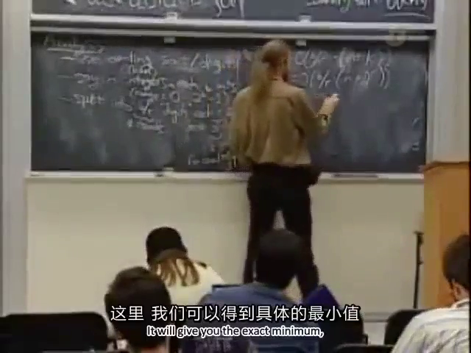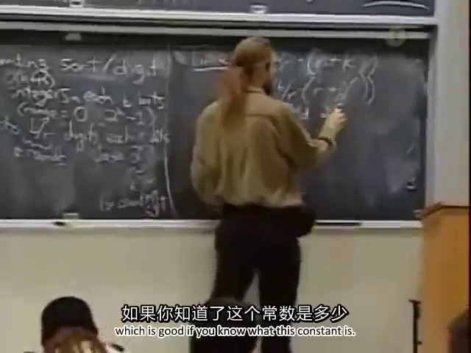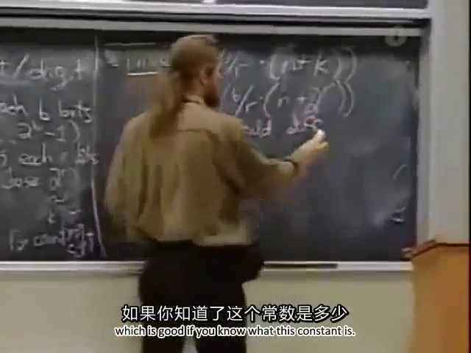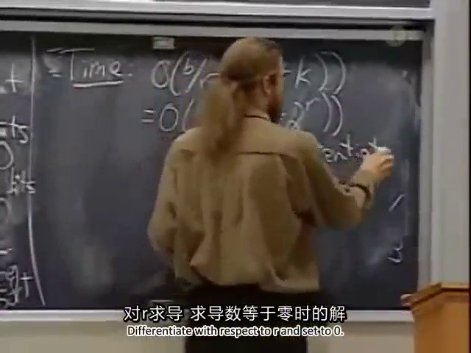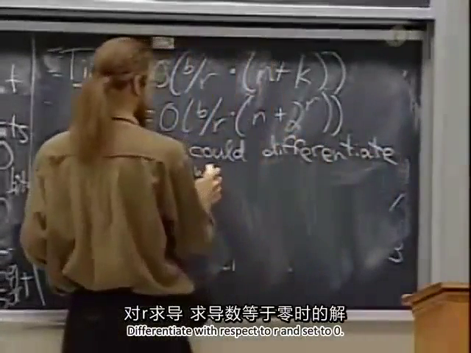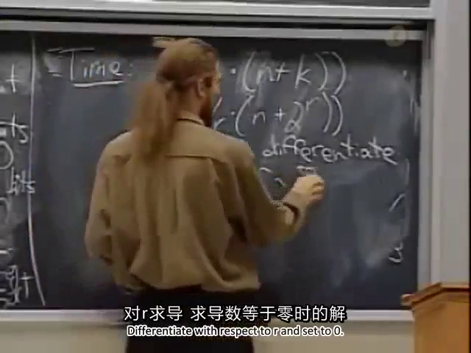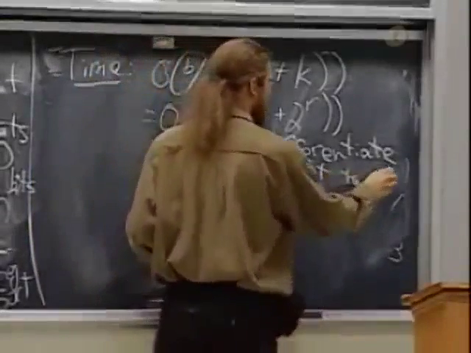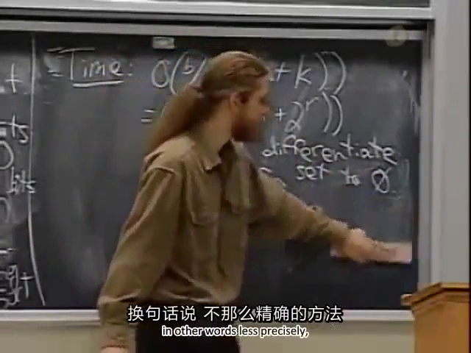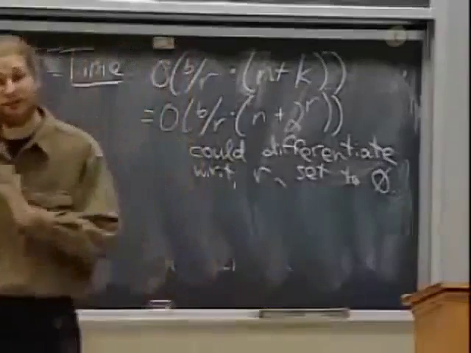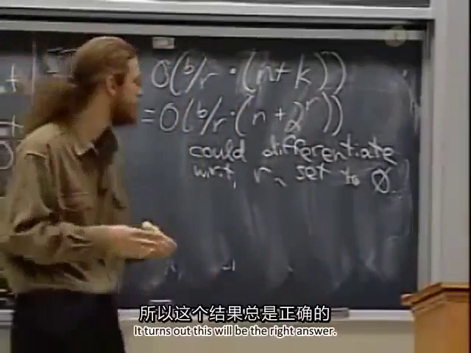So it will give you the exact minimum, which is good if you know what this constant is. Differentiate with respect to r and set to 0. Okay, I'm going to do it a little bit more intuitively, in other words, less precisely, but I'll still get the right answer, and definitely I'll get an upper bound, because I can choose r to be whatever I want. Turns out this will be the right answer.